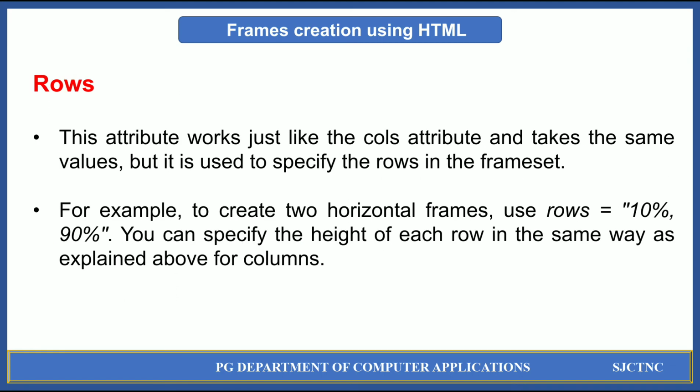Then rows. This attribute works like the columns attribute. It takes the same values, but it is used to specify the rows in the frame set. For example, to create 2 horizontal frames, use rows equal to 10 percentage, 90 percentage. Then the first 10 percentage will be occupied by the first frame, then the second frame occupies the 90 percentage. We can specify the height of each row in the same way as explained above for columns. We can mention height.